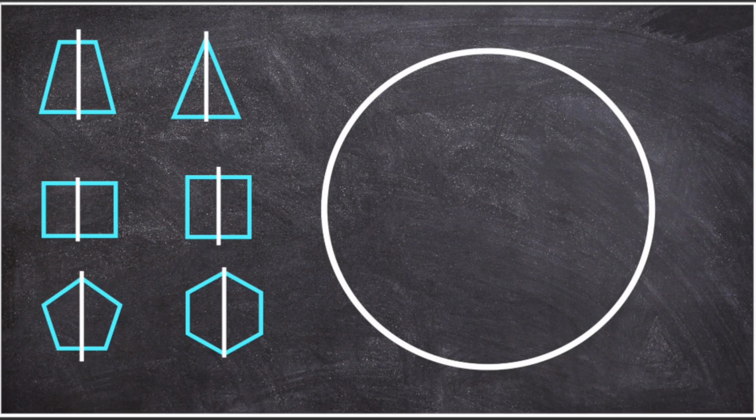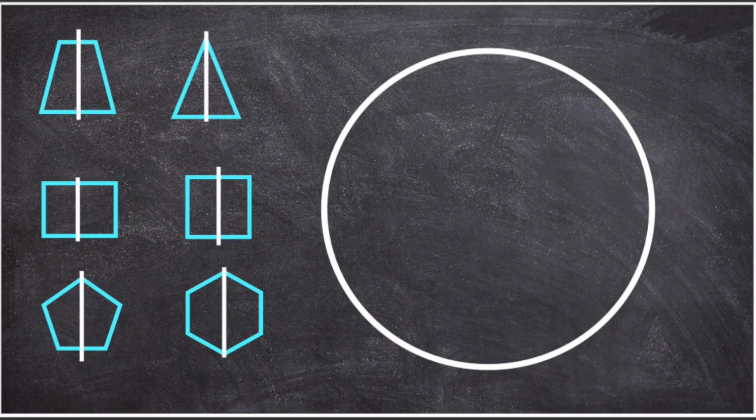Yes, all of these shapes are symmetrical. The line going from top to bottom on each shape is called the line of symmetry. The definition of a line of symmetry is an imaginary line that cuts an object into two parts that are mirror images of each other. And if you look at all of these shapes, the right side of the line of symmetry is just a reflection of the left side of the shape. And that's what it means to be symmetrical.